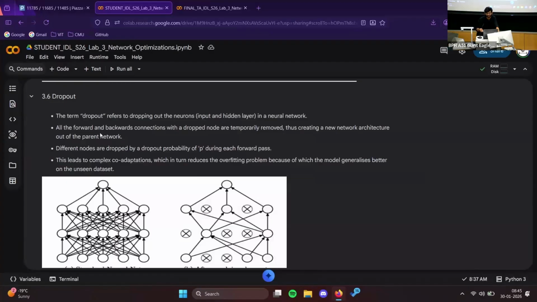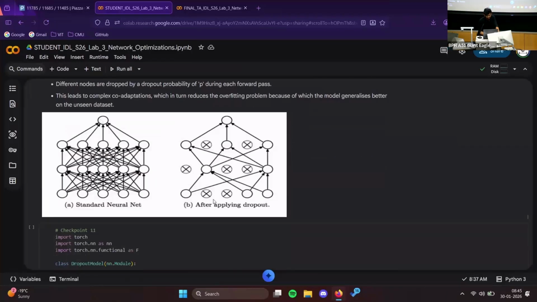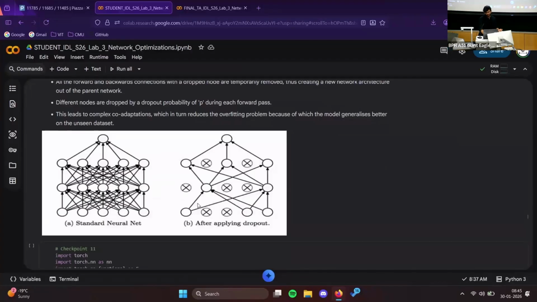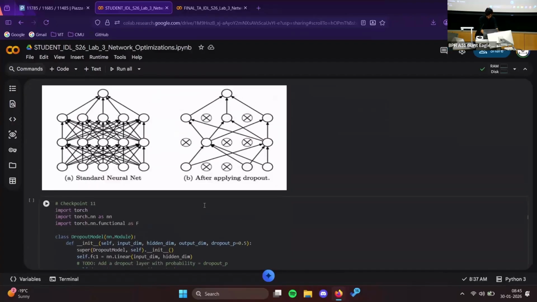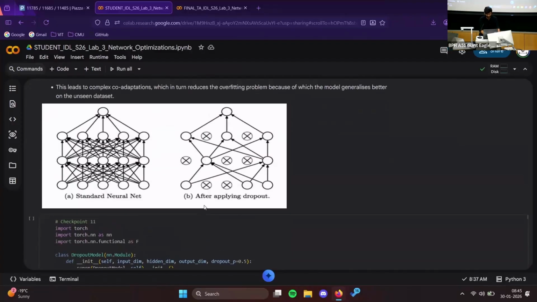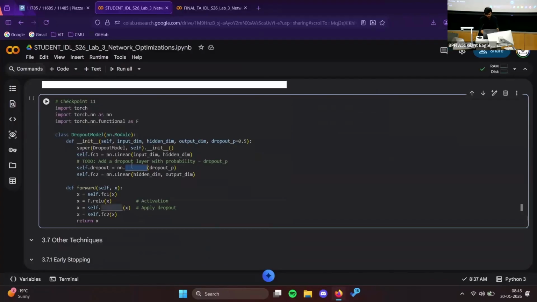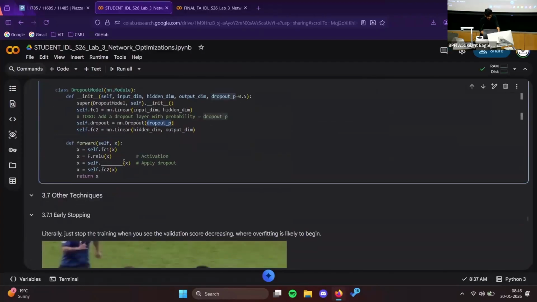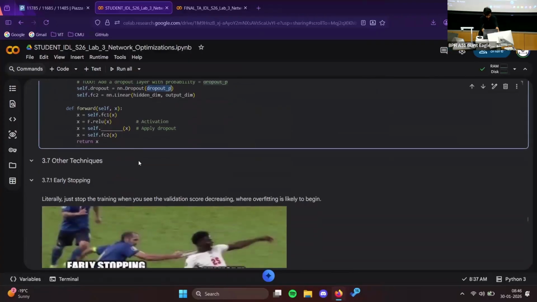And since it's probabilistic, every forward pass will have a different set of neurons that are dropped or turned off. So this means that we are forcing every neuron to learn something new in every forward pass, and this will help the model to generalize better. When you're implementing it in PyTorch, it's under the nn module, and you can essentially call dropout with some dropout probability, and that will do the work for you.